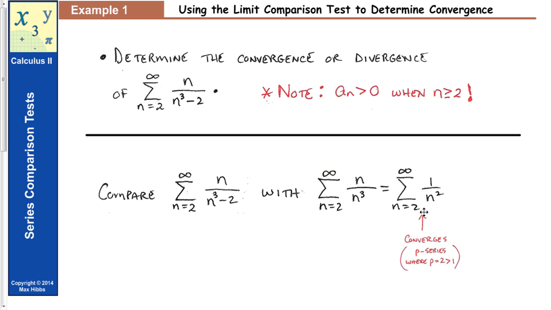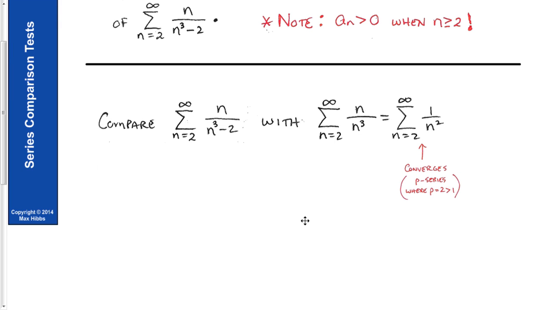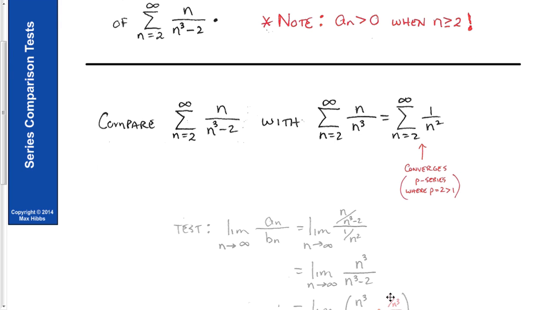So we know this series converges. So the test then, the test is to look at the limit of the a sub n's divided by the b sub n's. That's the test. Okay, we're not comparing the series, we're looking at a limit. Now the a sub n's are n over n cubed minus 2. And the b sub n's are 1 over n squared. And so I'm looking at this limit.